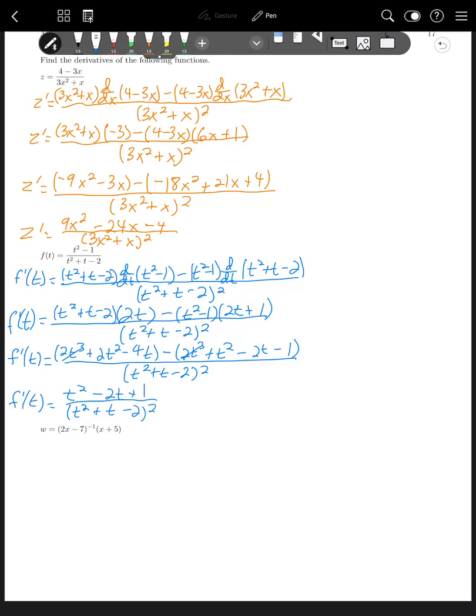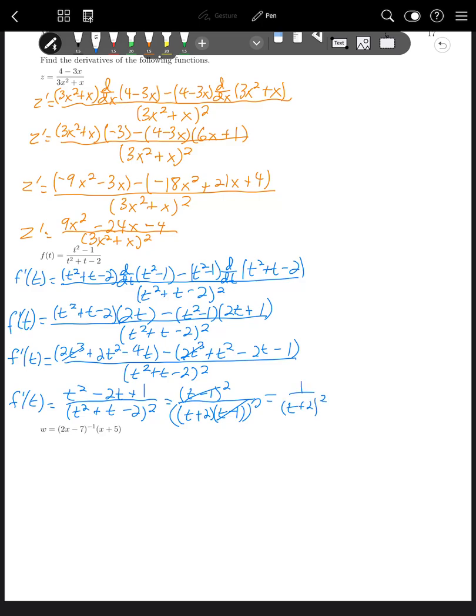And now, as I notice this, I can simplify this a little bit by using some factoring. The top is t minus 1 squared, since two numbers that multiply to get 1 and add to get negative 2 are negative 1 and negative 1. On the bottom, I need two numbers that multiply to get negative 2 and add to get positive 1. So that would be t plus 2 times t minus 1, and then that's squared. Now you can notice that I can cancel those out. So we just end up with 1 over t plus 2 squared.